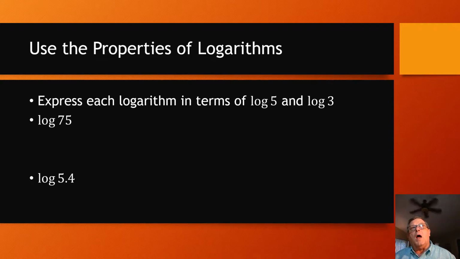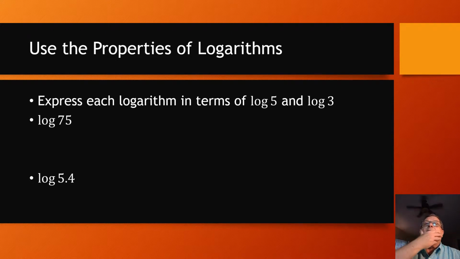Now, if we think about this in terms of exponents, let's think about the product property. If I multiply two terms with the same base, different exponents, I add the exponents when I multiply them. And that flows through to the product property of logarithms. So let's look at this first one. Here we're asked to express each logarithm in terms of common log of 5 and common log of 3.